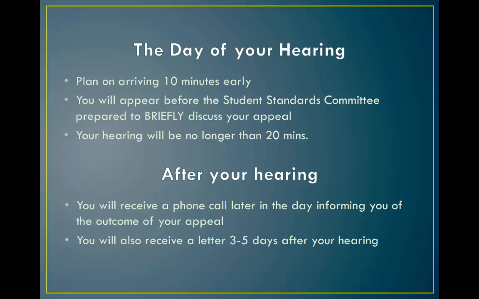Be prepared to answer questions regarding your appeal, your plan for improvement, and what you plan to do if you are dismissed from the university. Your hearing will be no longer than 20 minutes. You will receive a phone call by the end of the day notifying you of the result of your appeal. You will also receive a letter 3 to 5 days after your hearing.